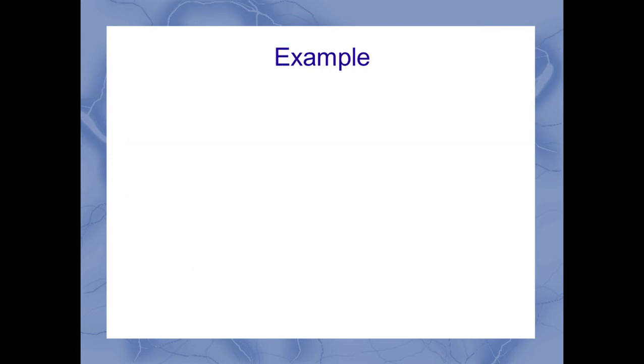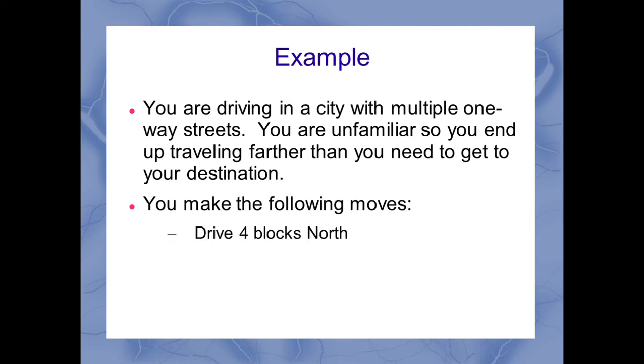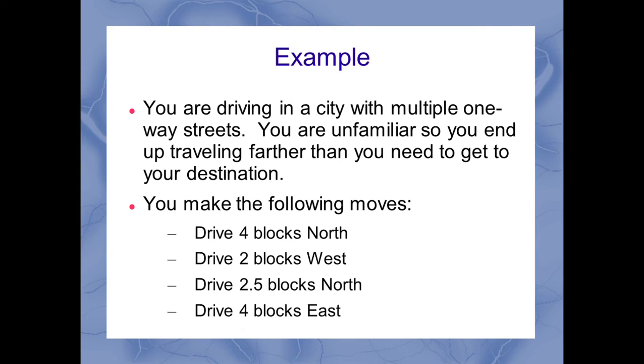So for example, let's say you're driving in a city, you can only go one way at a time, and so you don't necessarily know what direction you're needing to get to a specific location. Your Google Maps is leading you astray, and you think you know where you're going, so you're not paying close enough attention. So you follow the path below. You go 4 blocks north, 2 blocks west, 2.5 blocks north, and then 4 blocks east. So you've made all of these individual displacements. If we want to figure out your overall displacement, we have to look at how those combine.